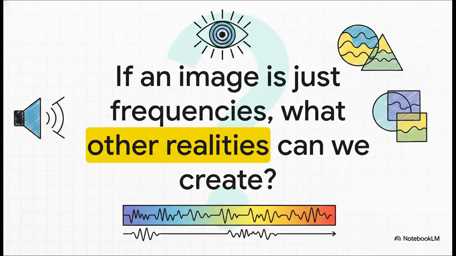And that really just leaves us with one last big thought. We've seen how we can play with an image's frequencies to do things like blur it or sharpen it. But if an image, and for that matter, sound, radio waves, everything, if it's all just a collection of simple waves, what does that actually mean? What other kinds of realities, what other kinds of sensory experiences could we build just by editing their fundamental frequencies? It's something to think about.